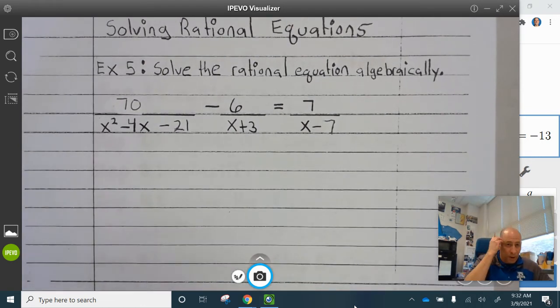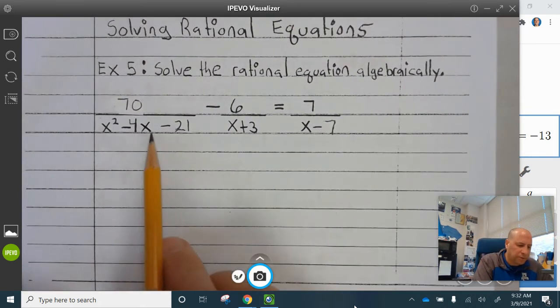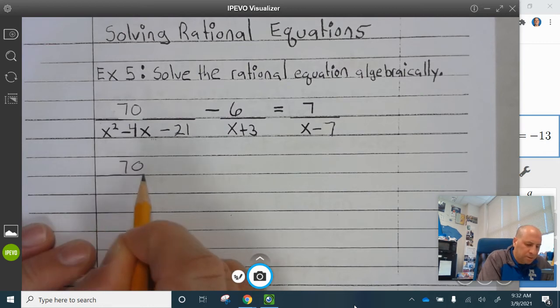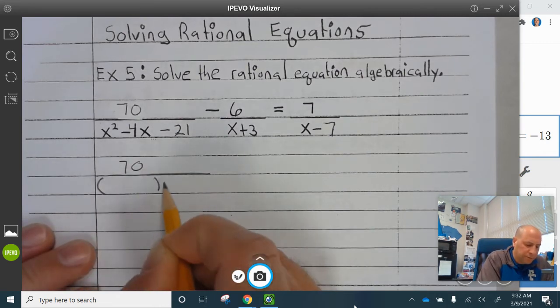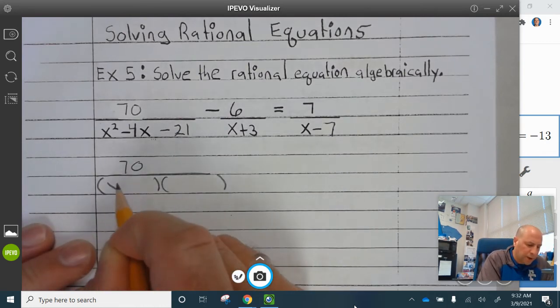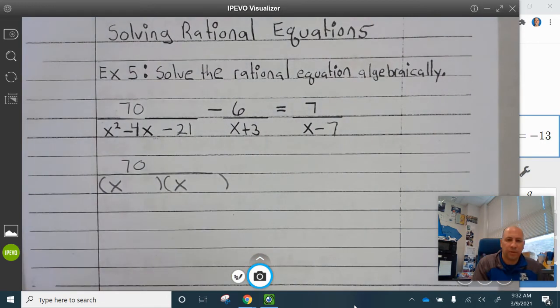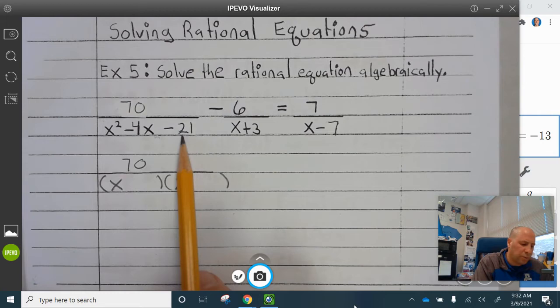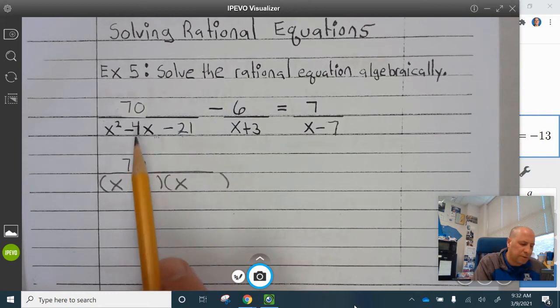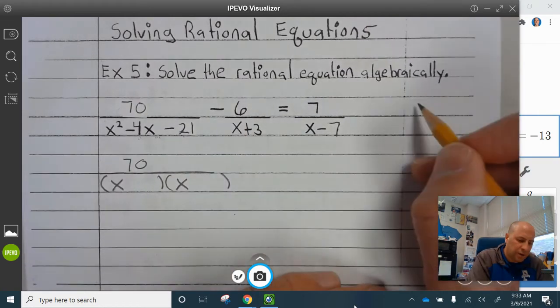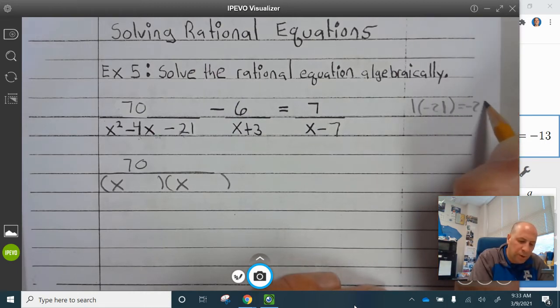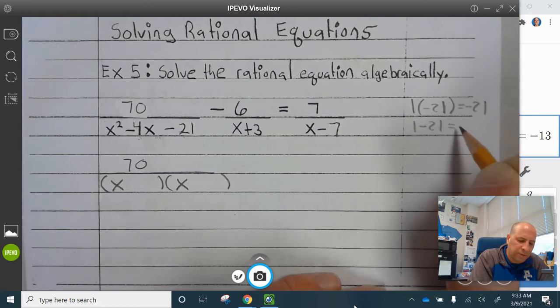Okay, now, first off, we need to factor this denominator so we can find out what the common denominator is. So that's 70 divided by x squared minus 4x minus 21. We know x and x makes x squared. Now, we need to ask ourselves, what do you multiply to give you negative 21 and combine to be negative 4? Since the middle number is negative, the bigger number is negative. So 1 times negative 21 is negative 21. 1 minus 21 is negative 20.